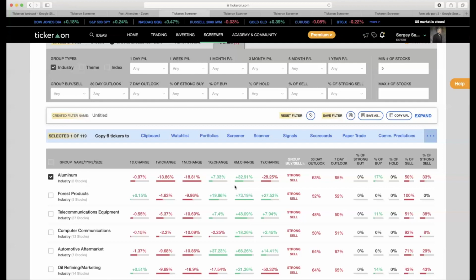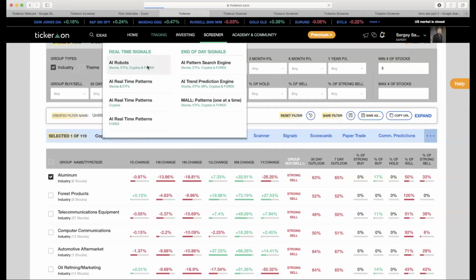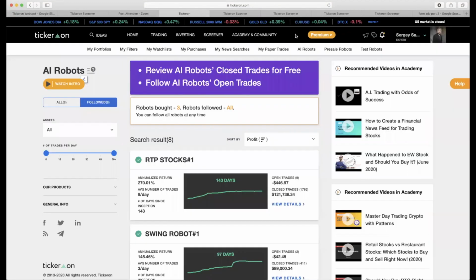And one of the most useful things is the AI robots. Now, this is something that we've released very recently, right? I know this is a screener video. You can use the AI robots with the screener, but essentially, this is kind of the future. This is essentially, we have robots that are now trading incredibly profitably. Honestly, better than me, these robots.